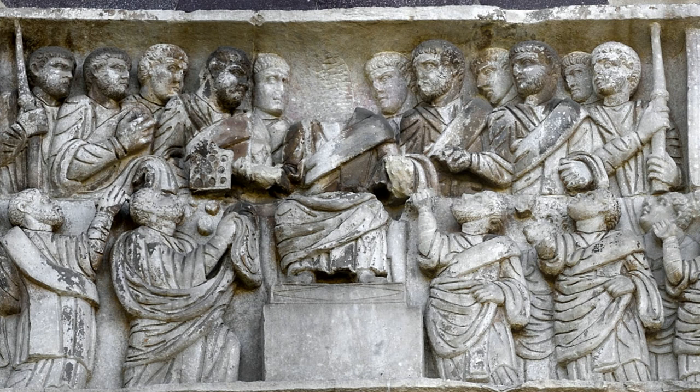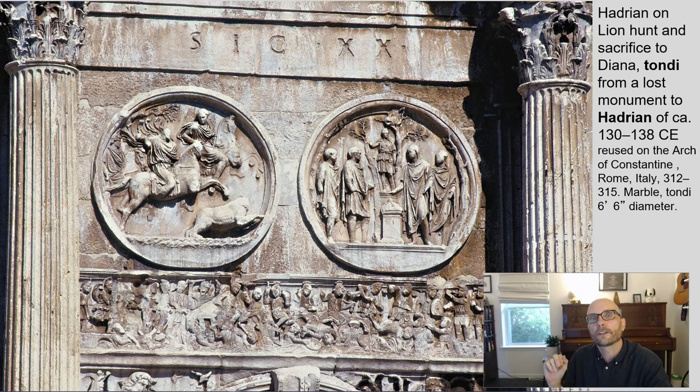Here is a closer look. This is called the distribution of the largesse. So this is Constantine basically handing out food and coins and stuff to the people to show that he is a ruler that can provide. This is also on the Arch of Constantine.